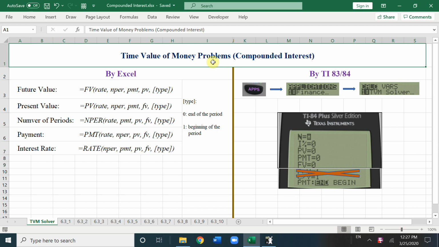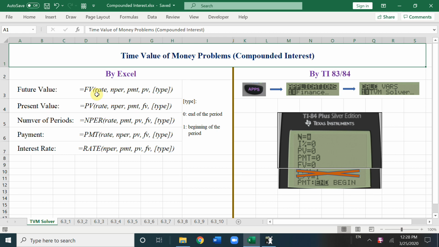Let's talk about compounded interest problems. In Excel, we have these functions. The optional argument type is for PMT payment: 0 is the end of the period, 1 is the beginning of the period. Besides, for example, for future value, if the question gives rate, NPER, PMT, you could directly hit enter. You don't need to put 0 for PV.